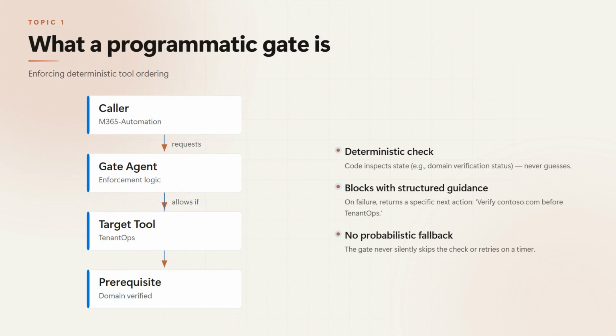The distinction people get wrong is thinking any ordering problem needs a gate. That's the mirror trap. Gates are for consequential failures that must never happen. For a tool the agent nearly picks badly, the fix is the description, not a gate.